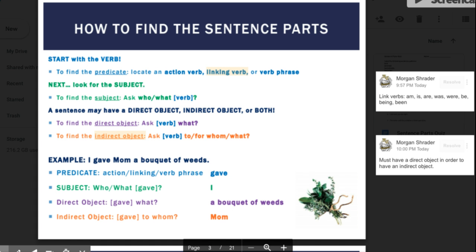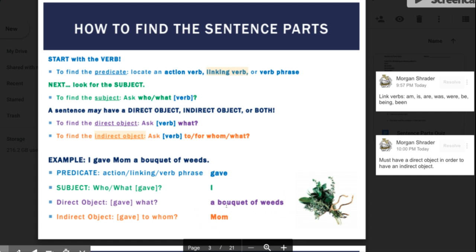All right, so we should be done with the example. You wrote down P is predicate, so that should be gave in your notes. Beside P in your notes, you should have written gave. Beside S for subject, you should have written I. Beside DO, you should have written a bouquet of weeds. I like to abbreviate direct object with DO, it's just easier. And beside IO, indirect object, you should have written Mom.